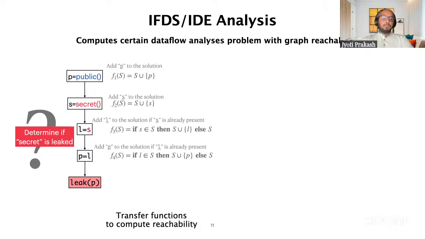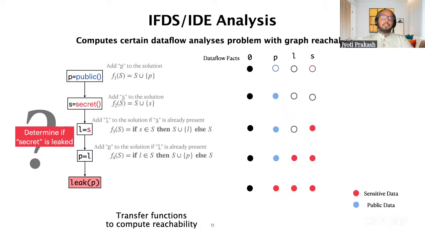The way it computes this is with simple graph reachability, where we take the data flow facts as nodes, number them from 0, and label these nodes 0, P, L, and S. Then we compute these transfer functions with something called a bipartite graph. But I'll not go into details of it, it's just to give you an overview of how we're computing it.